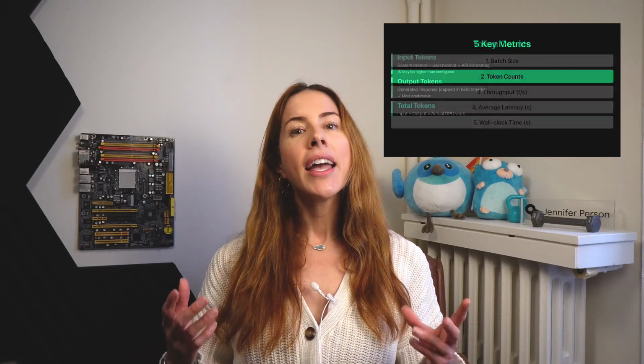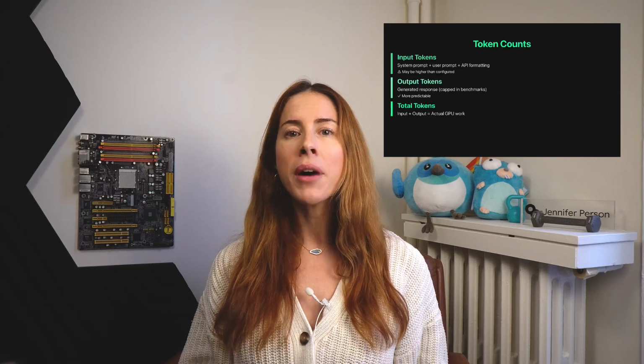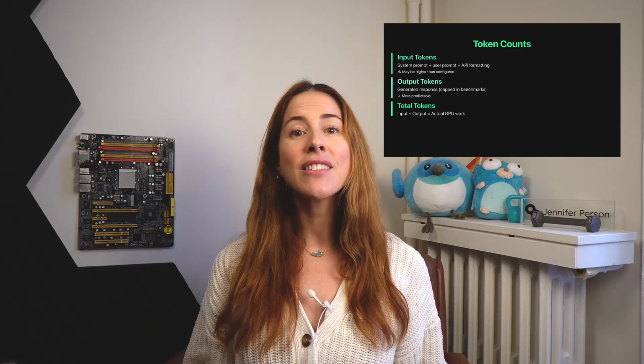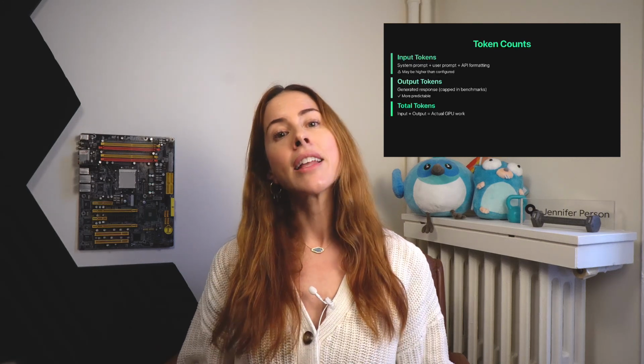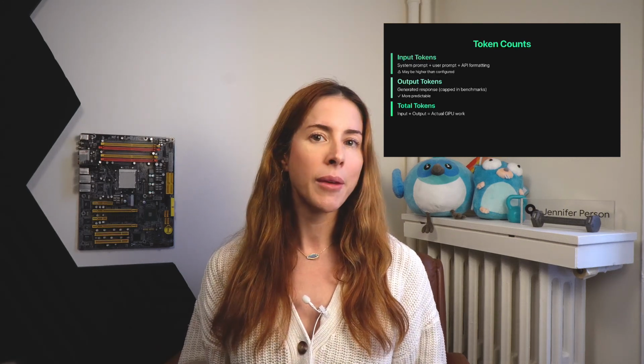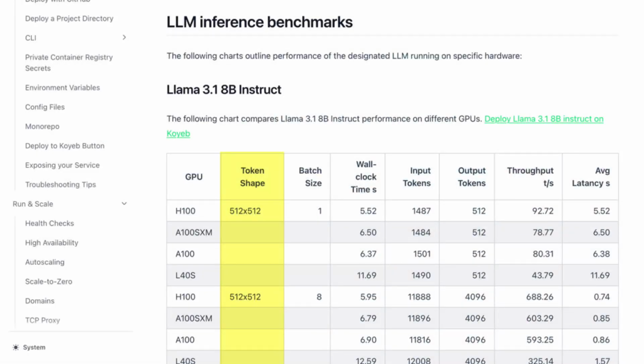Token counts are the number of input tokens, output tokens, and total tokens actually processed by the model. Input tokens are all tokens the model must read before it can generate a response. This includes your system prompt, the user prompt, which is generally some synthetic text, any formatting or messaging structure added by the API you're using for testing, like the OpenAI Chat Completions API, for example. This is why, when you benchmark, you'll have a target number of input tokens, but the observed input tokens will be higher, so don't be shocked when your input tokens don't match what you configured.